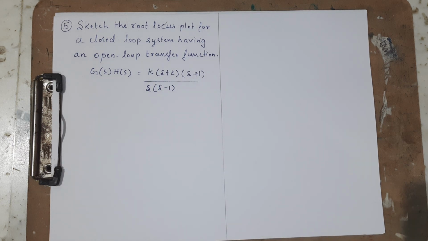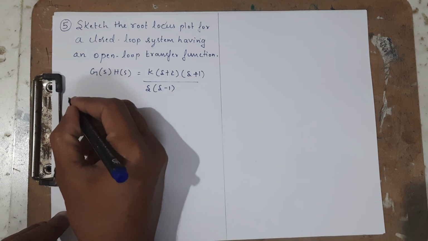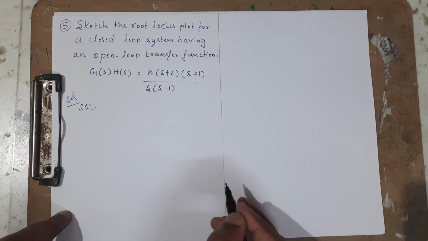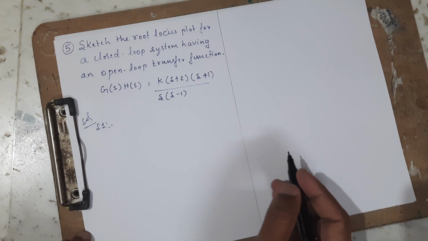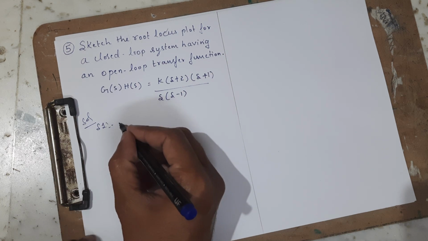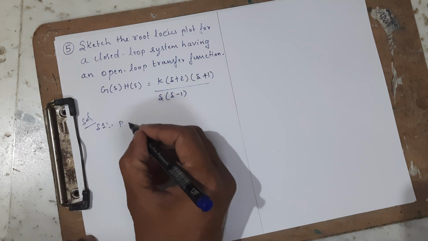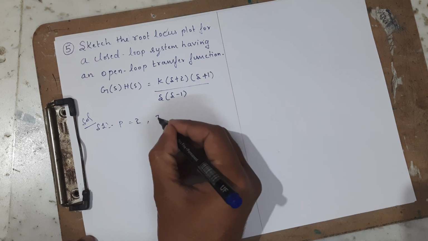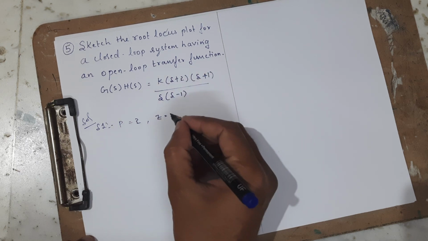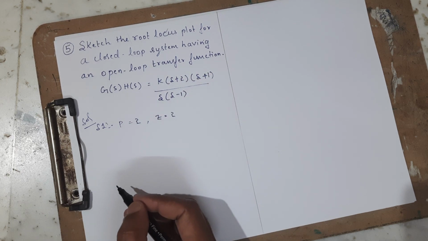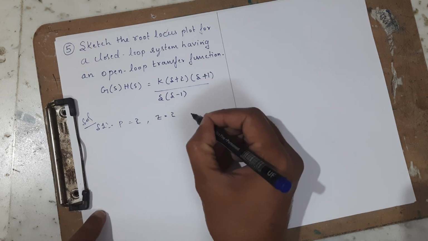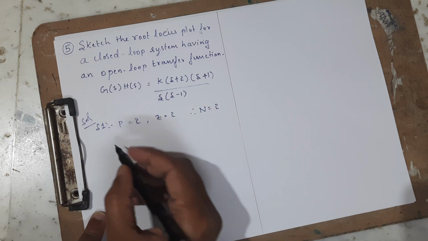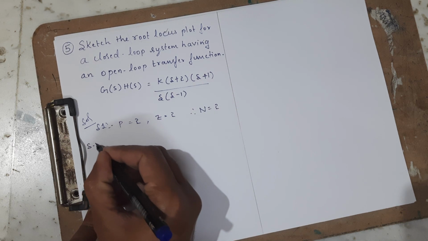So let us start by the step method. Let me start with the solution. Step number 1, to find out the number of poles and number of zeros. Number of poles, that is denominator terms. So how many are there? There are 2 poles. Number of zeros, in the numerator term there are 2 zeros. Therefore number of branches is equal to how much? 2.